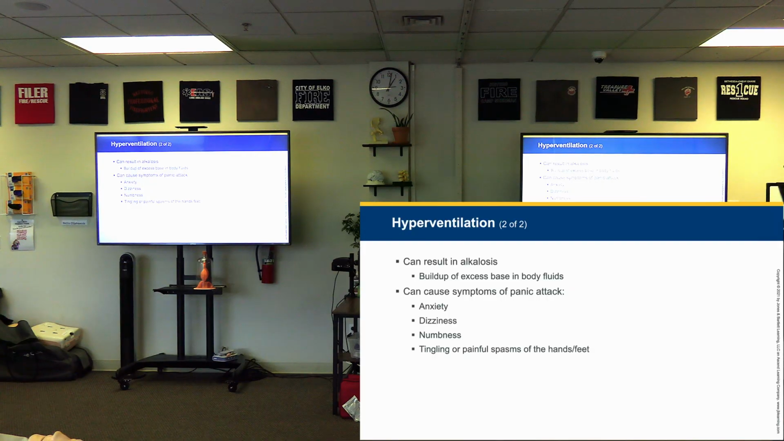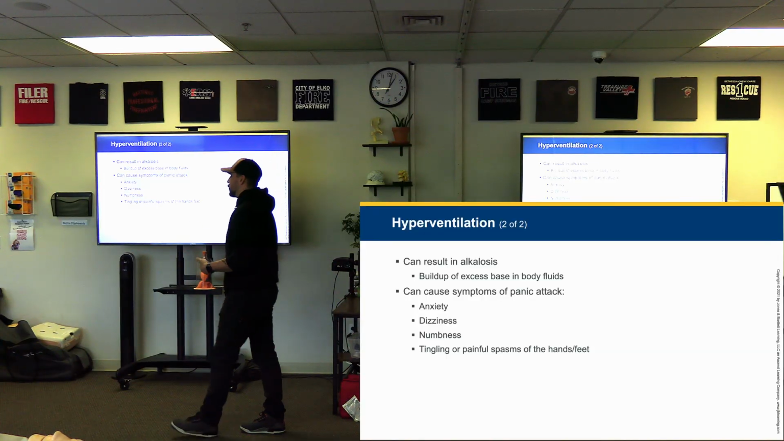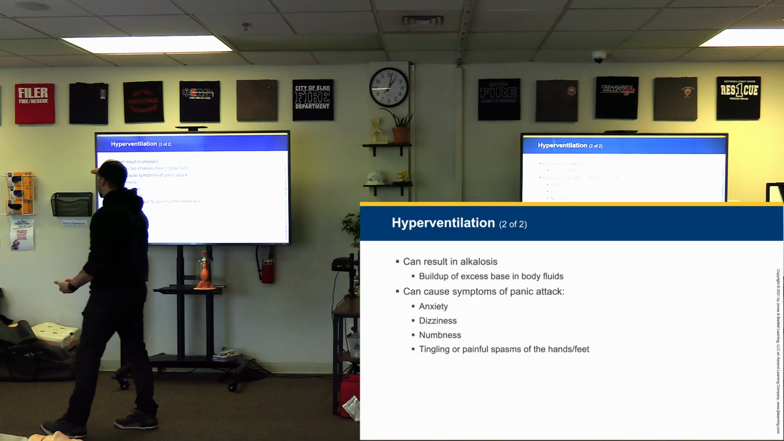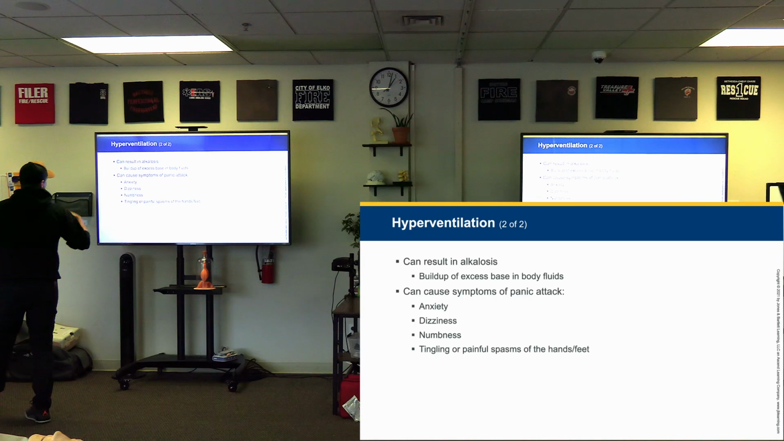Now, it can result in alkalosis, like I said, so buildup of excess base in our body fluids. We breathed off too much of our CO2, which, fun fact, if you've ever had a panic attack or seen someone have a panic attack, not an uncommon symptom for their hands and feet to start to cramp up kind of like this pretty aggressively. We call that carpopedal spasming, and that's because they're breathing off all of their CO2 so fast that they're becoming alkaline.